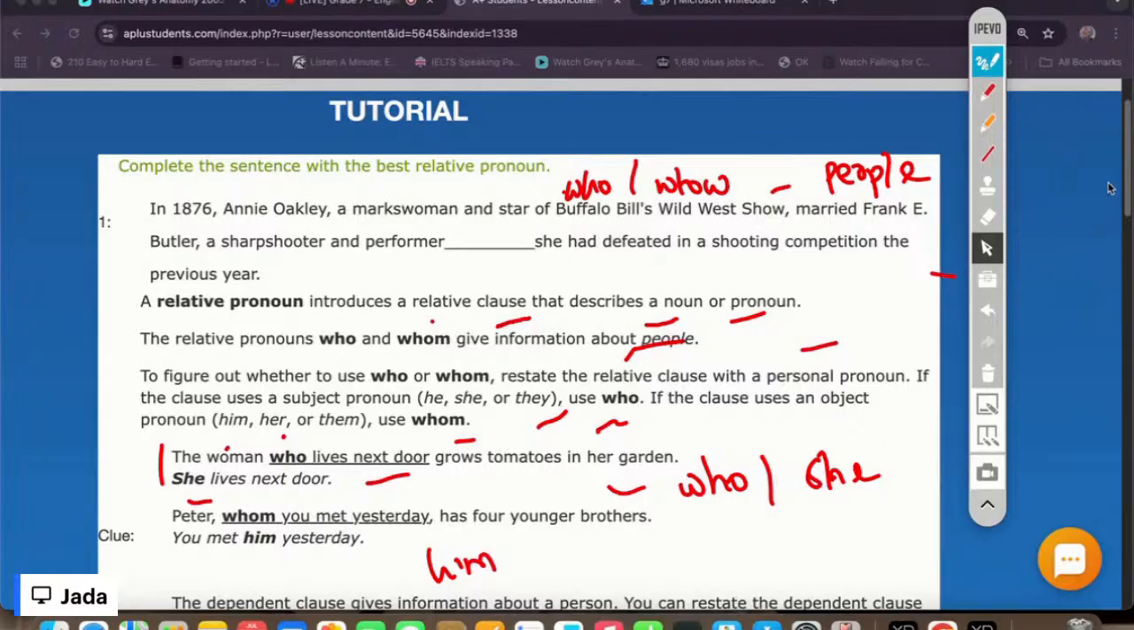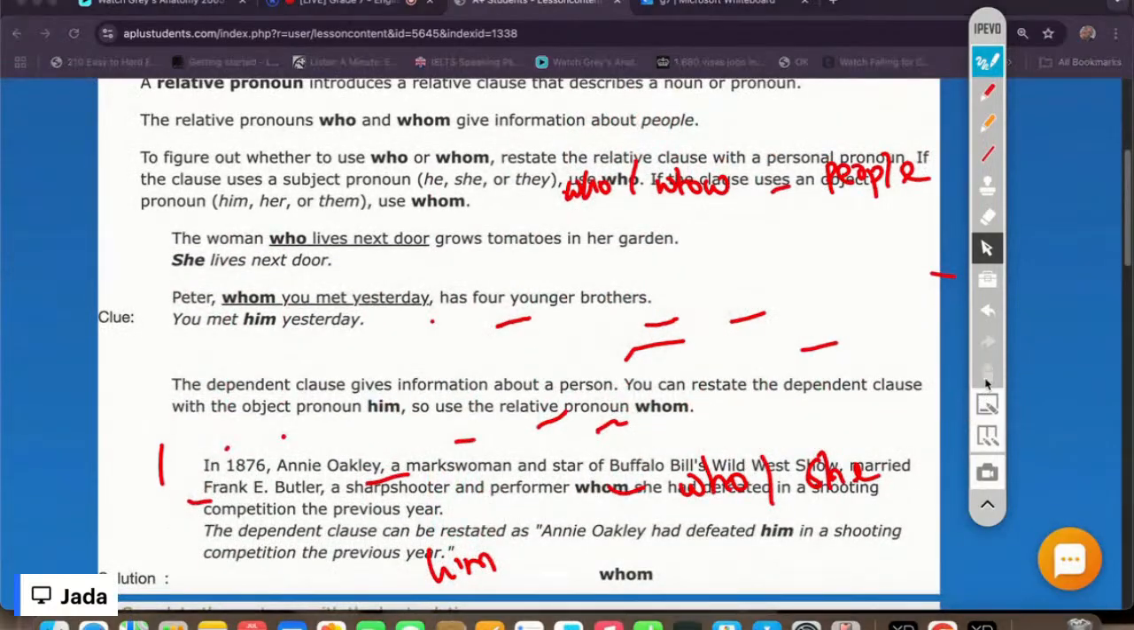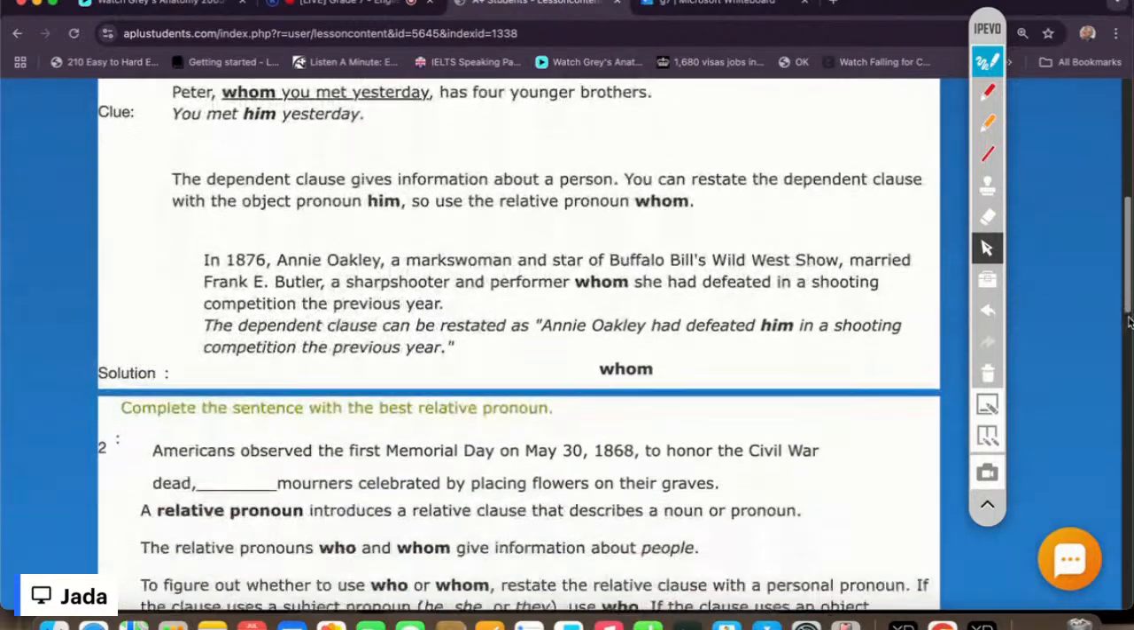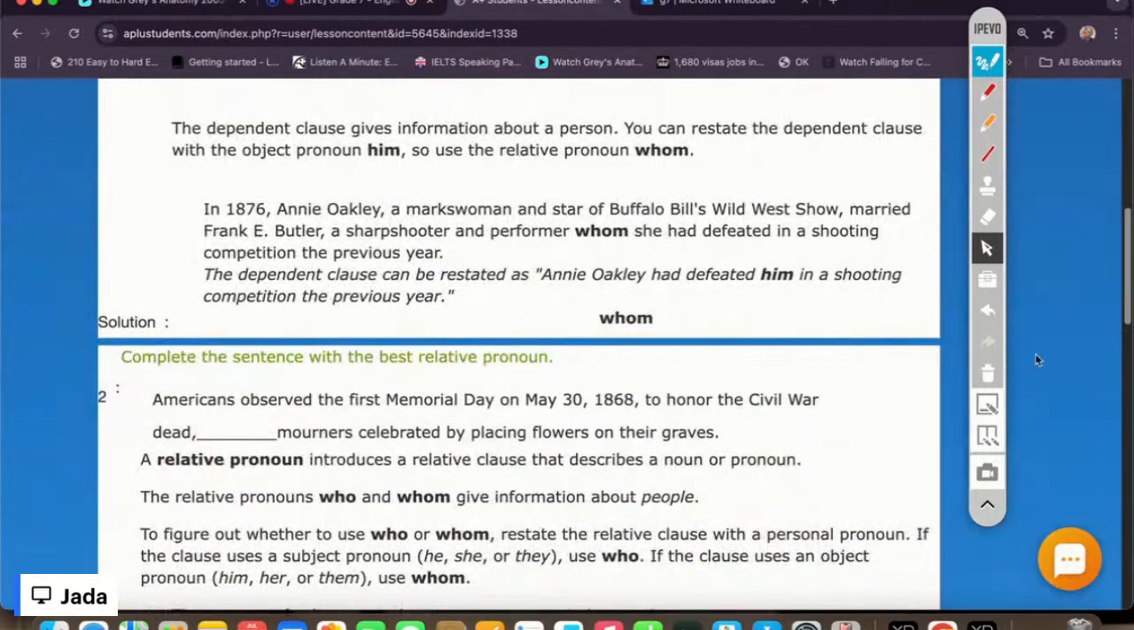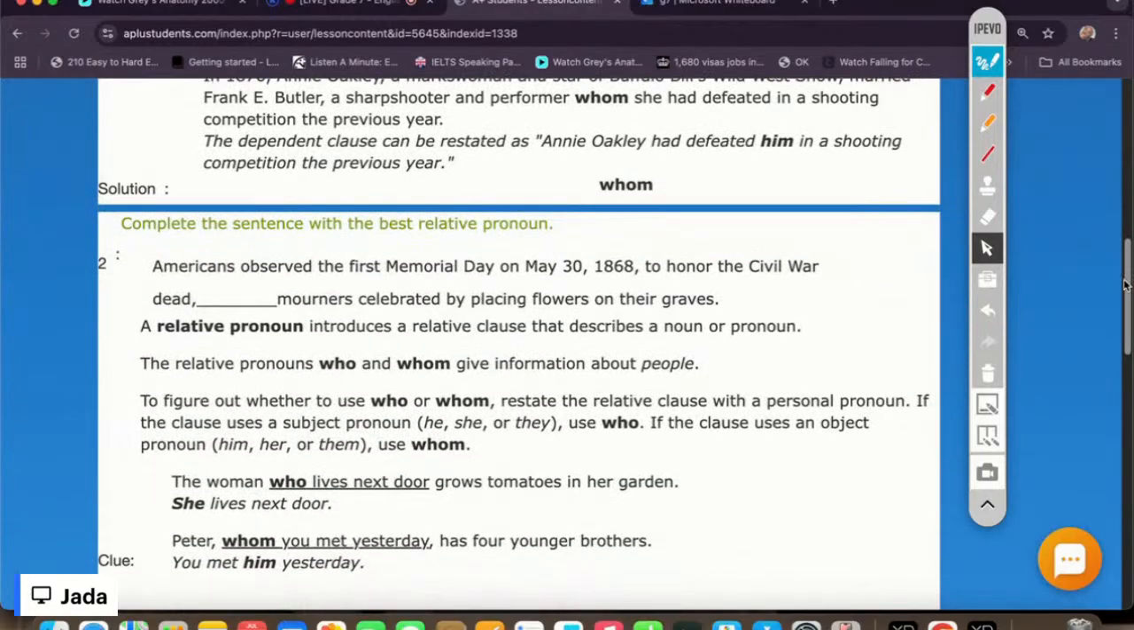So you just have to make sure that you're careful when you use who or whom, and you restate them to ensure that you're using the right relative pronoun. Let's look at some examples.